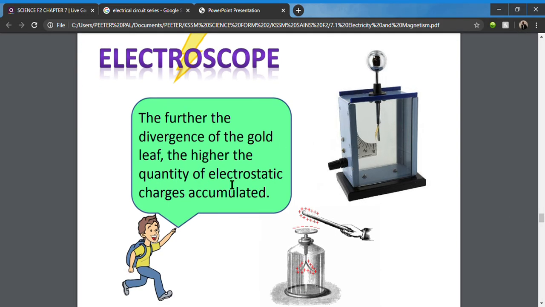If you bring the first charge and you bring in a second object with the same charge, the divergence level here will be increasing.